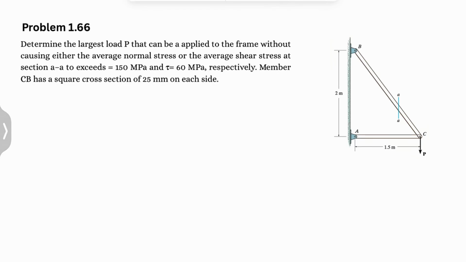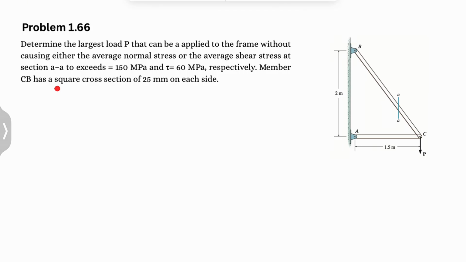Okay, guys, welcome back. We have another question from the first chapter of Mechanics of Materials from Hibbeler textbook, and we need to determine the largest load P that can be applied to the frame without causing either the average normal stress or the average shear stress at the section AA. So we have this section right here that should not exceed 150 megapascal for the average normal stress and 60 megapascal for the average shear stress.